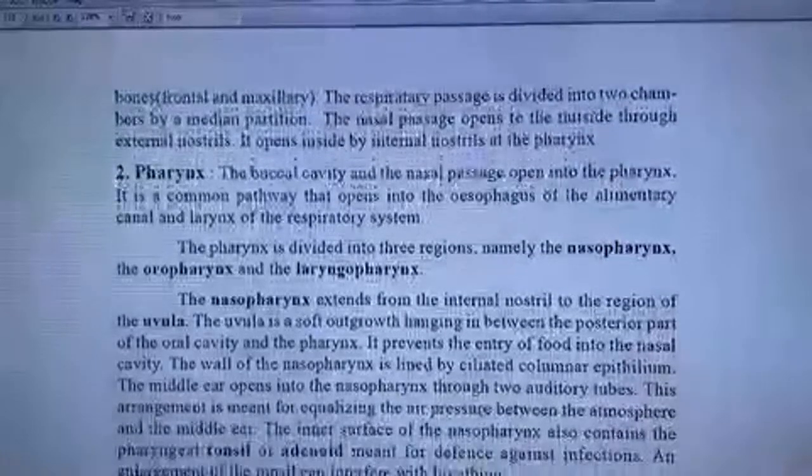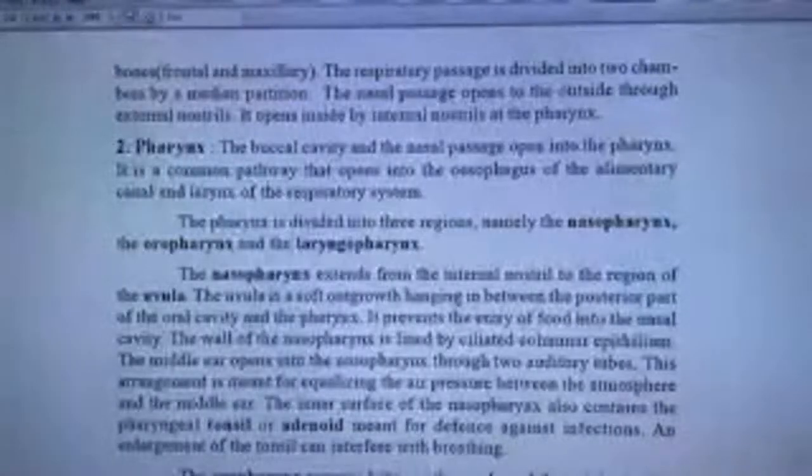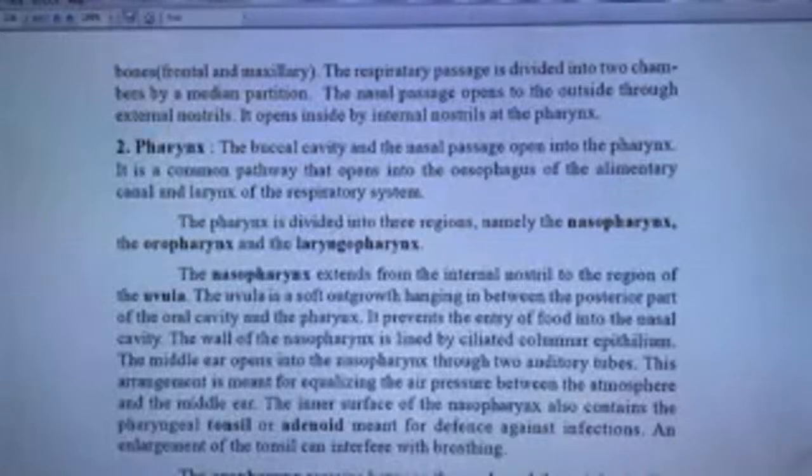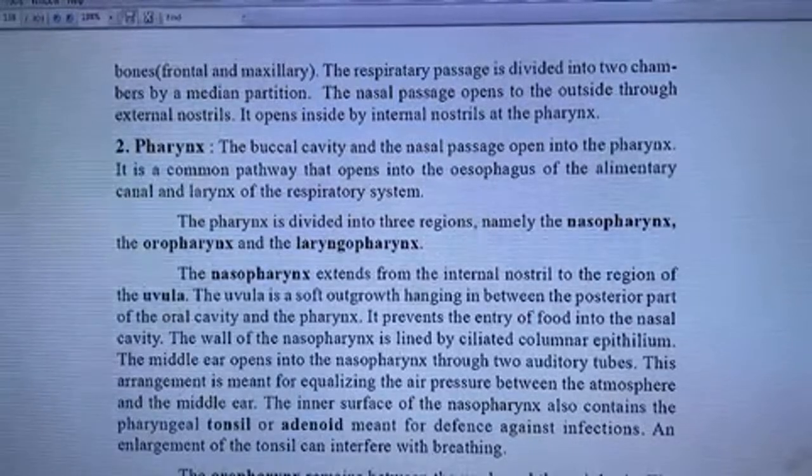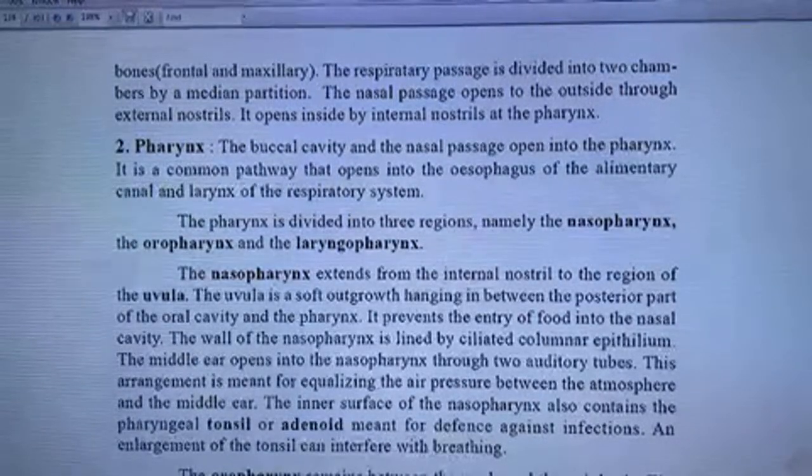Bones, frontal and maxillary. The respiratory passage is divided into two chambers by a median partition. The nasal passage opens to outside through external nostrils. It opens inside by internal nostrils at the pharynx.